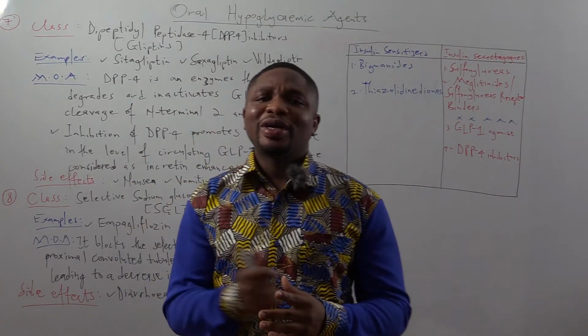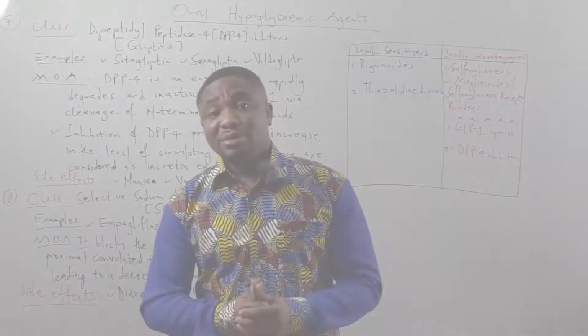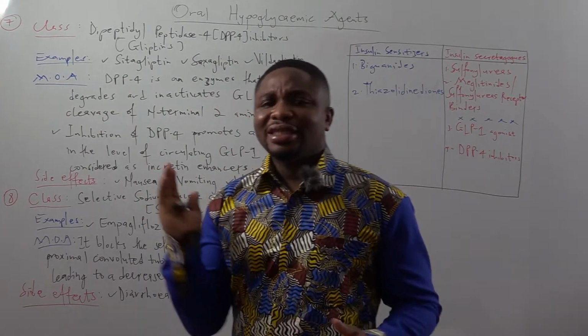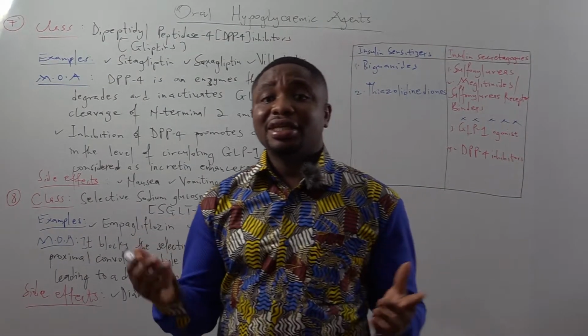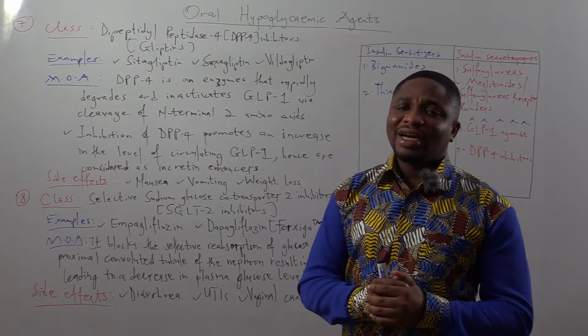Alright, now let's move ahead and look at the 7th class, the dipeptidyl peptidase inhibitors, DPP4 inhibitors, also known as the gliptins. Let's look at the examples. For the examples, we can think of sitagliptin, saxagliptin, and vildagliptin. Let's look at the mechanism of action.